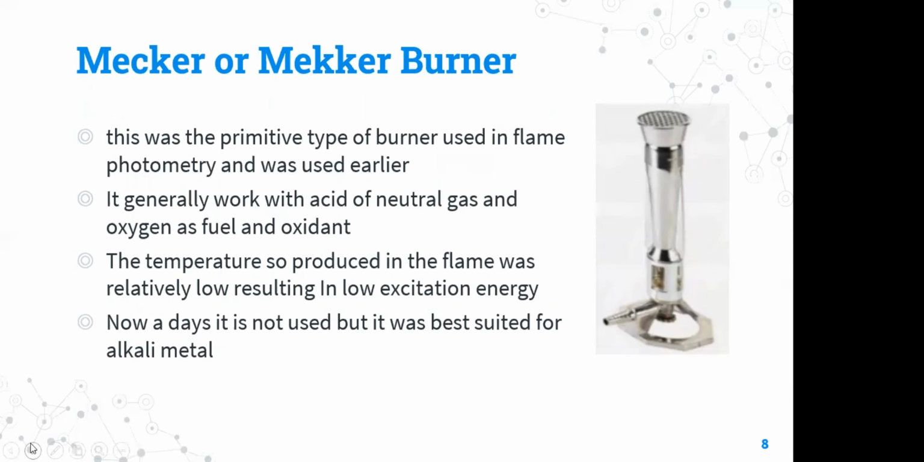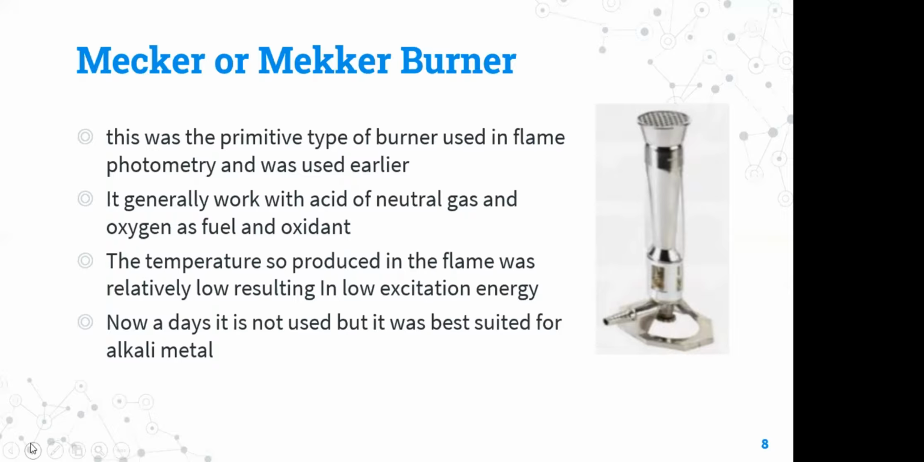Meker burner, or Mecker burner, is the same pronunciation but with different spellings. This was the primitive type of burner used in flame photometry. It's the most ancient type of burner that was used in emission spectroscopy. It generally worked with natural gas and oxygen as fuel and oxidant. These were employed respectively as the fuel and oxidant.